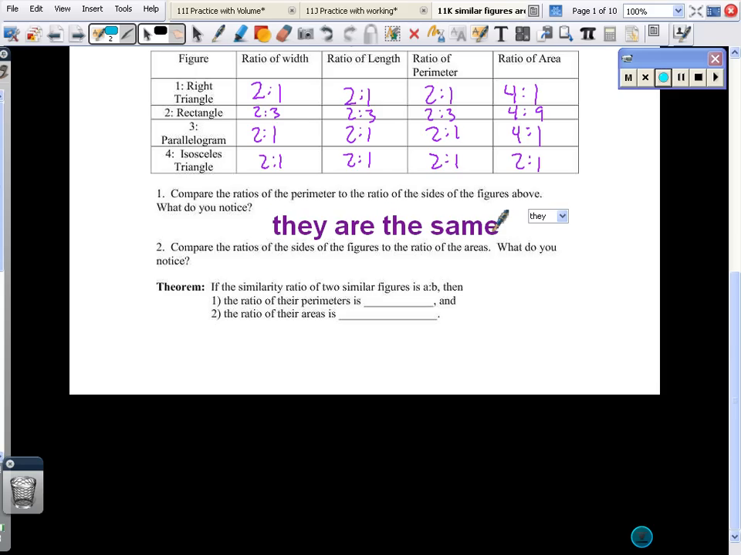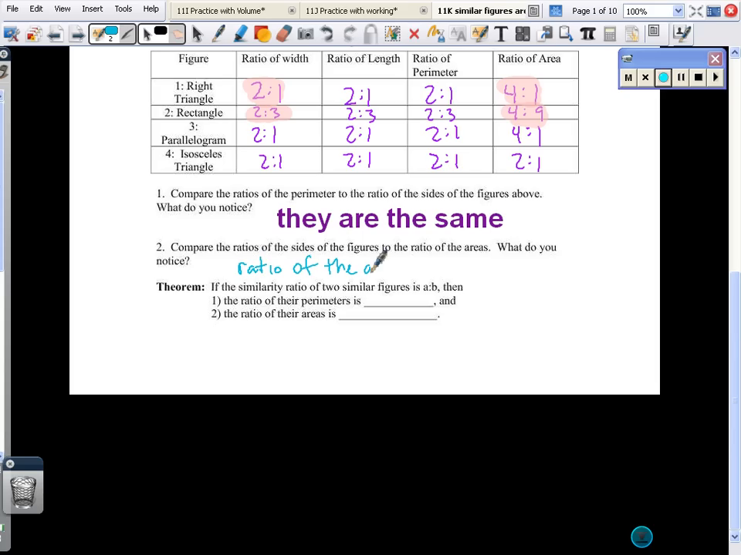Compare the ratios of the sides of the figures to the ratios of the areas. And what do you notice? Well, let's take a look. For example, the right triangle is 2 to 1, okay? And then the ratio of the area is 4 to 1. In the rectangle, it's 2 to 3, and the ratio of the area is 4 to 9. So what do you notice? Well, what you should notice is that the ratio of the area is the ratio of the sides squared.